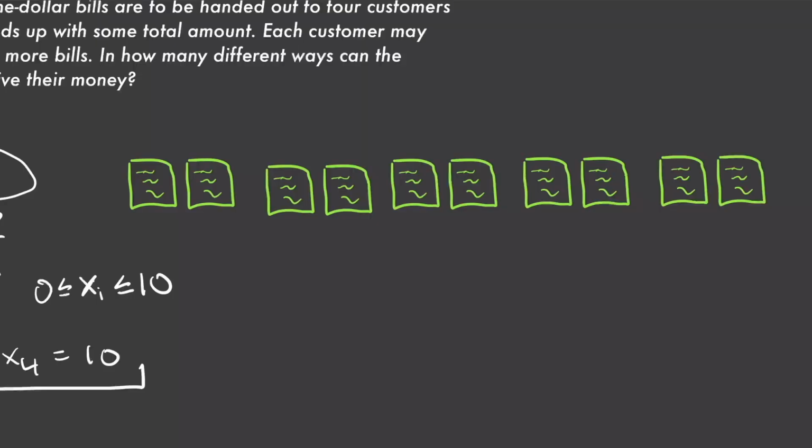So now to think about solving this, we're going to use something called the stars and bars method. And how you think about it is basically imagine I have my $10 bills right here, and I want to distribute them to 4 people. So I kind of want to group them into 4 different groups. And how can I do that?